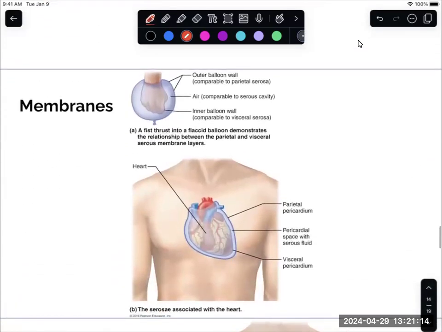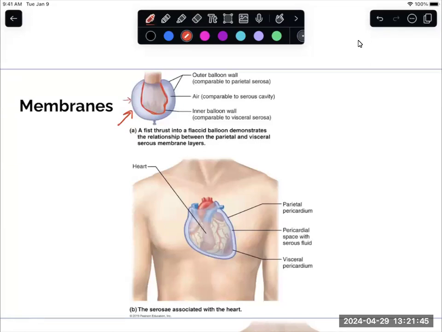So how these membranes work, I kind of drew a picture above, but this is a really good example. This was actually the picture I was looking for earlier. Think of a balloon. It's not blown up completely, because then you can't stick your fist down inside of it. That creates those two different layers: that outer layer, the parietal, and the one that is directly around the fist is the visceral layer. These are the two layers that make up this membrane.